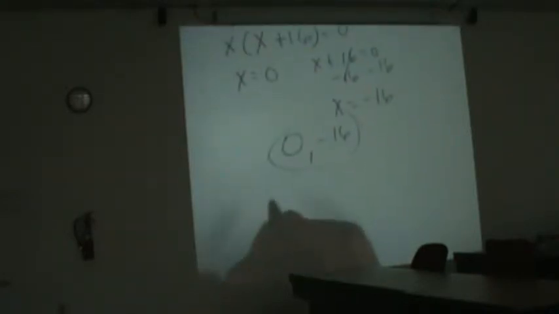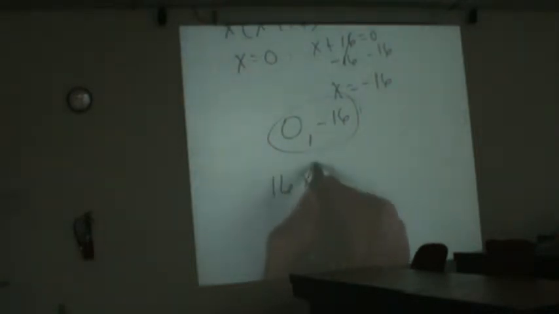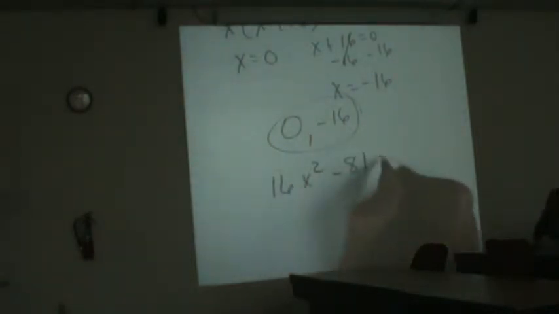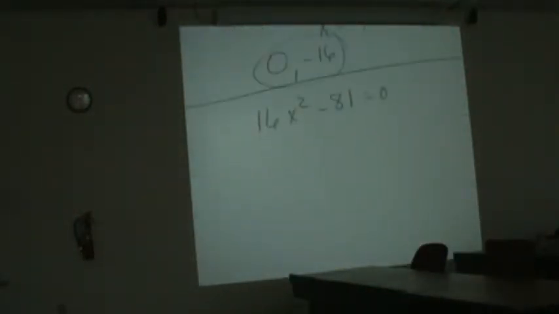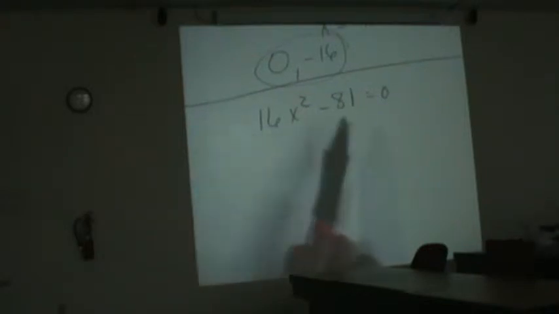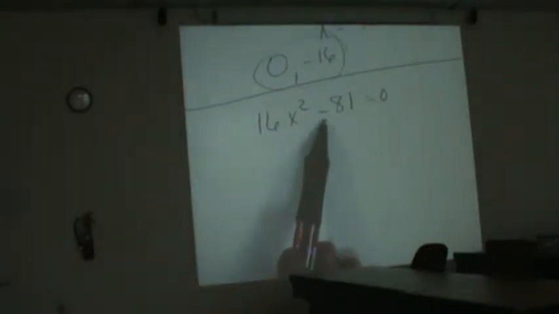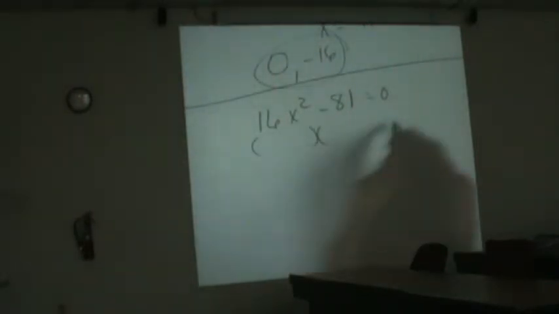How about if we have 16x squared minus 81 equals 0? How would you factor that? Do they have a common factor? No. Do you recognize that as something that factors? Are these perfect squares? This is 4 times 4, this is 9 times 9. This is the difference of squares.